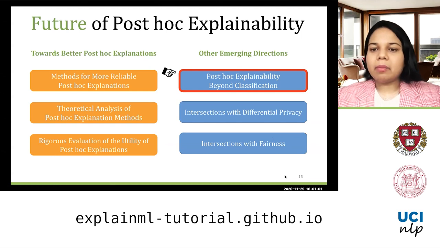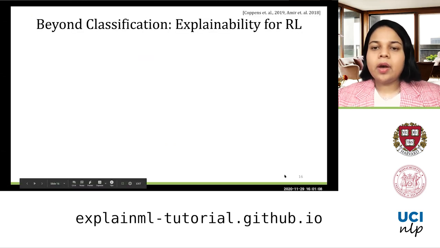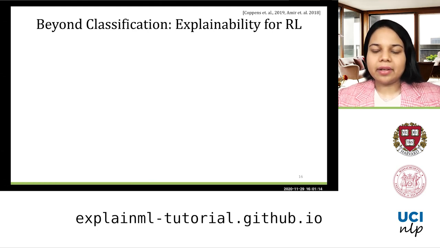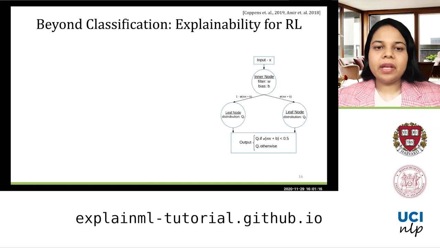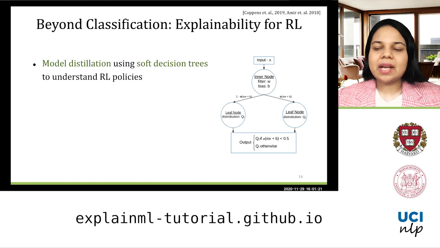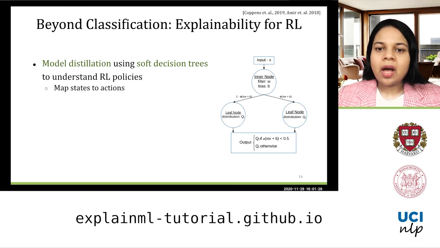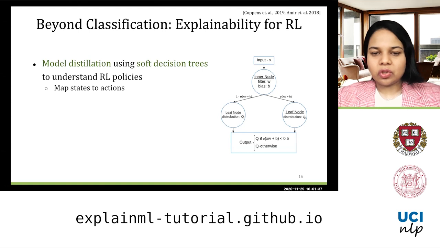Let's switch gears and talk about other emerging directions. Let's begin this discussion with post-hoc explainability beyond classification. More recently, there has been a lot of exciting work on explainable RL. For example, some approaches have been proposed which leverage model distillation techniques to understand RL policies. More specifically, one of the approaches actually utilizes soft decision trees, which map input instances probabilistically to leaf nodes in order to map states to actions.